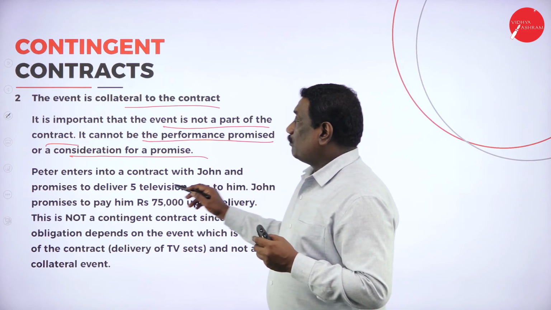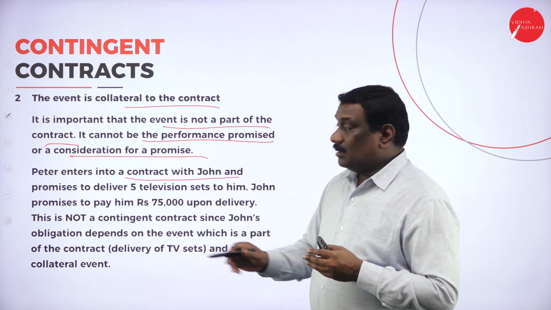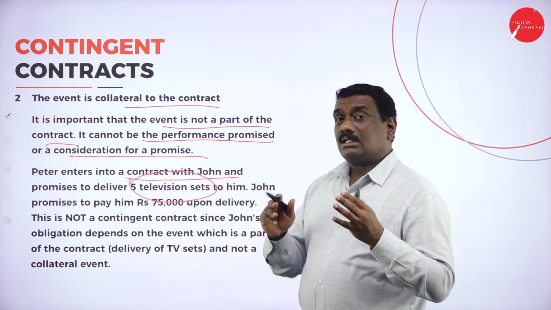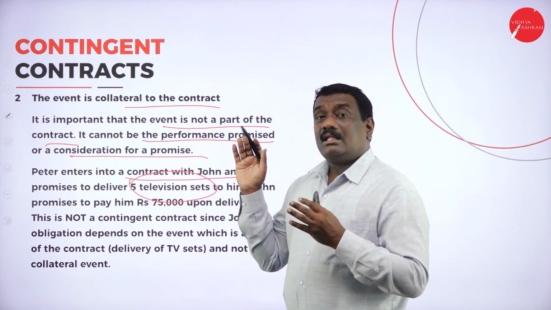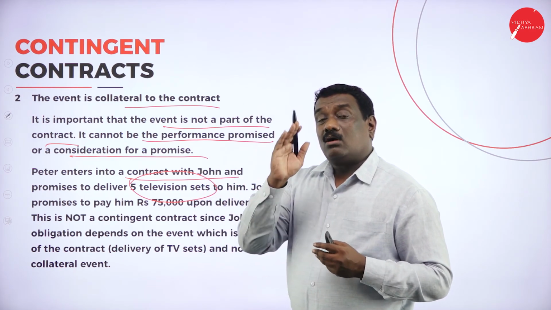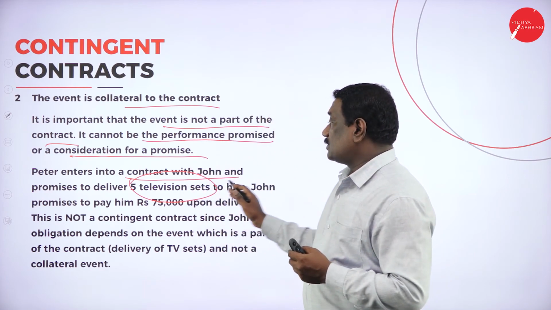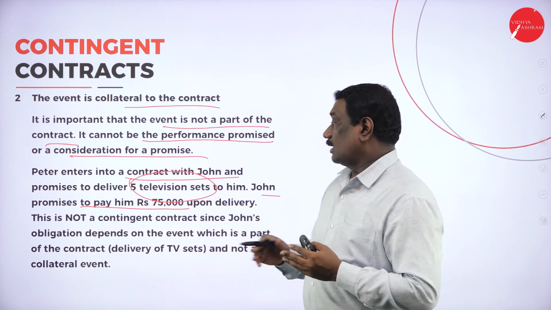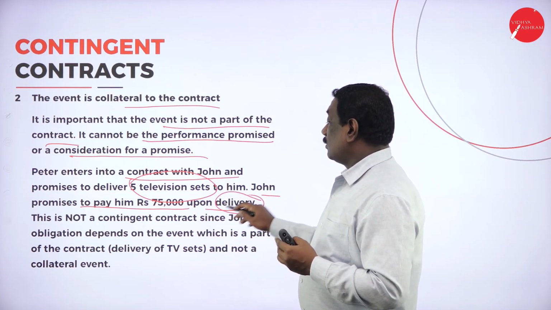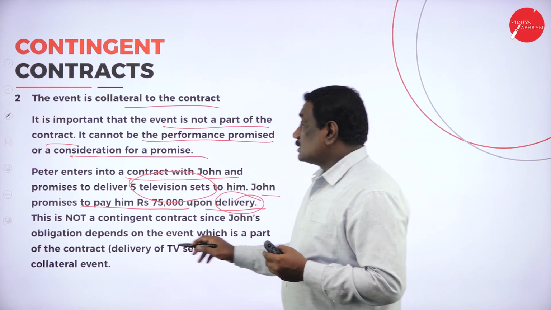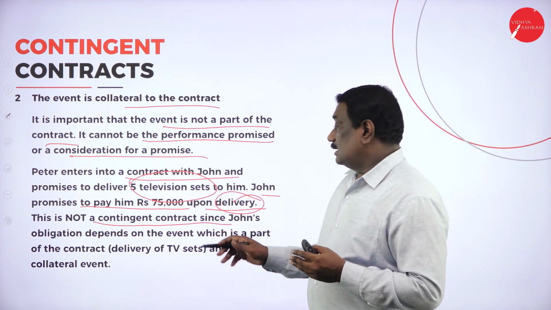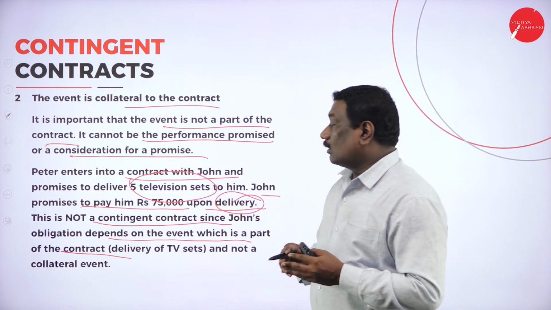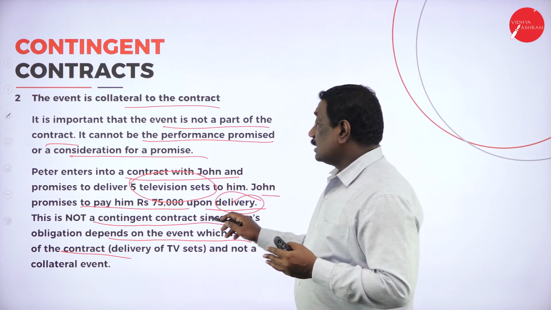Peter enters into a contract with John and promises to deliver 5 television sets to him. Now John promises to pay him 75,000 rupees for these 5 television sets, on the happening of the delivery. This is not a contingent contract, since John's obligation depends on an event which is part of the contract.